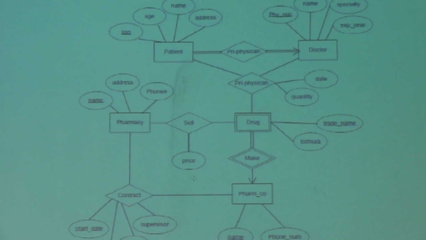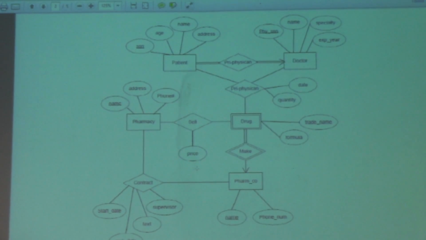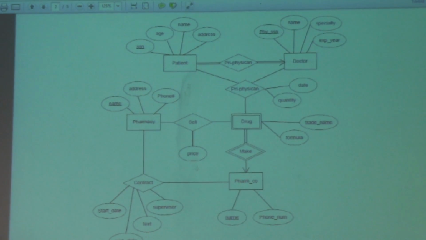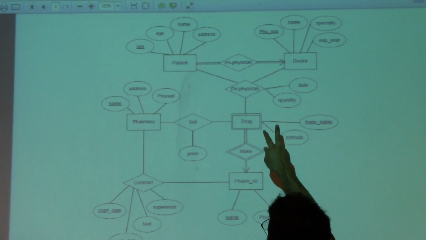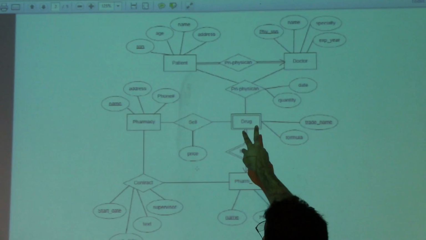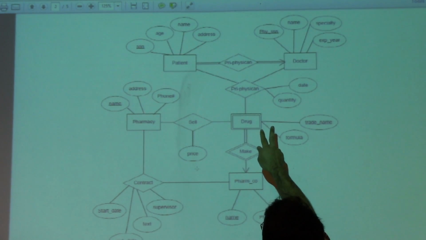So we have this ERD diagram. How many tables do you draw? Which tables do you need to create? One doctor, right? One patient, yes. One physician. The other one? One physician.